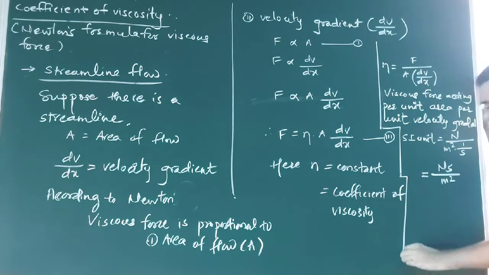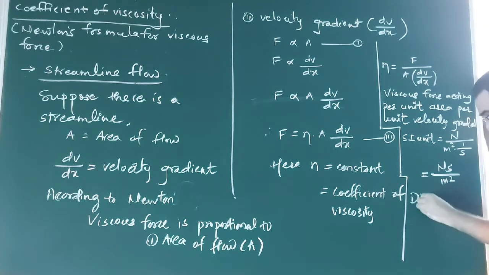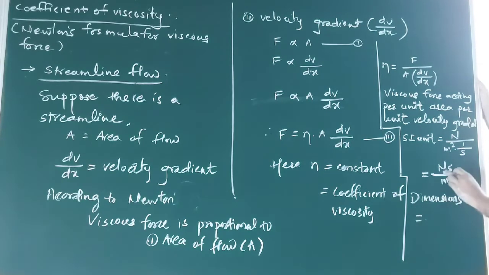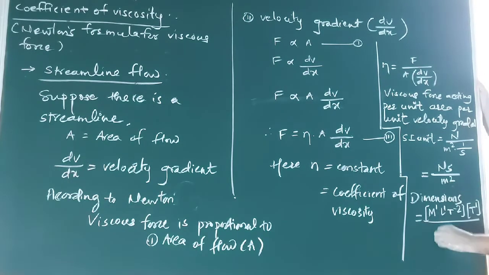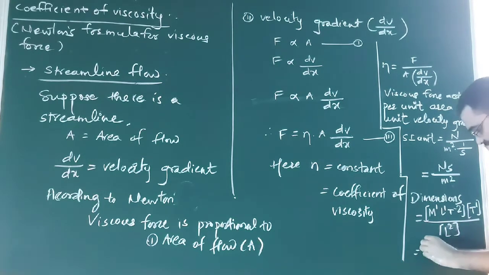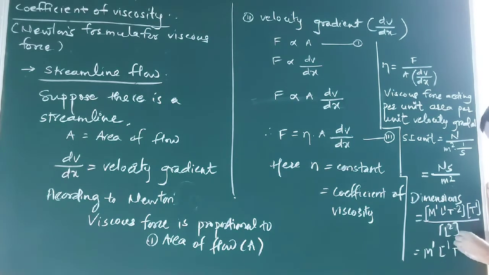The SI unit is Newton second per meter square, and I can use the dimensions also. The dimensions of eta are force, that is M1 L1 T minus 2, again times second, that is T1, divided by area, that is length twice, so altogether we get M1 L minus 1 T minus 1.